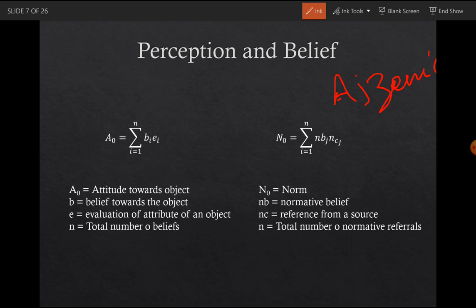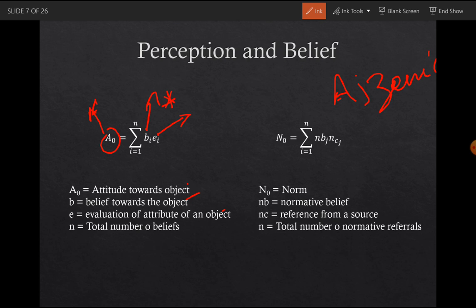in these equations, A naught is the attitude towards the object. B is the belief towards the object. E is the evaluation of the attribute of an object. For example, if you see a certain object, and you have evaluated that certain object, both of these will be multiplied. The product of this belief and the evaluation is going to determine the attitude. Right, so this is only one attitude of one individual.